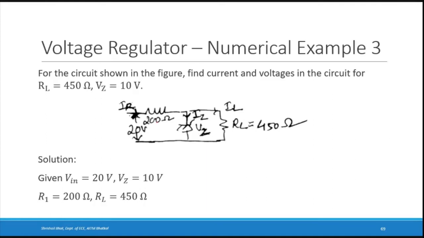What you are asked to find? You are asked to find the different currents and voltages. What are the currents we have? We have IR, we have IZ, we have IL. Then what are the voltages? The output voltage V0, the Zener voltage Vz, which is already given as 10 volts, and the voltage across the resistance R, which you can find as VR. So how do you find them?